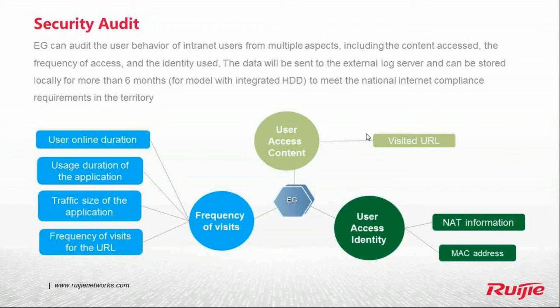So that is the user visit URL, the user access identity. And we can also do traffic limiting for applications. The applications we always use are like WhatsApp, Line, or Viber. For this kind of application we can limit the traffic based on traffic size. Our log server data will be stored locally for more than 6 months with a 1 terabyte hard disk. We tested this before already. Okay.